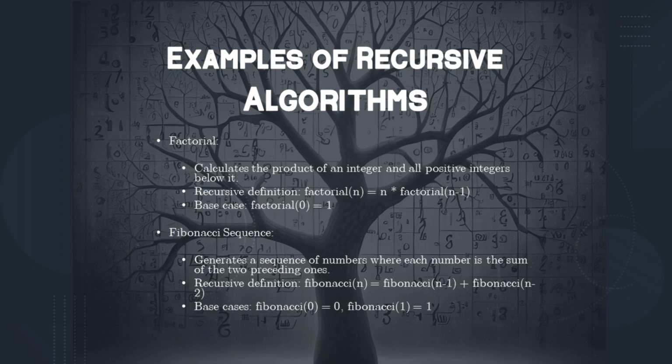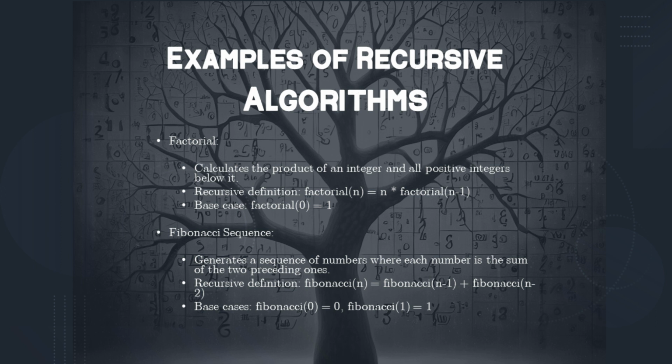Examples of recursive algorithms. Let's explore a couple of examples to understand how recursion works. The first example is the factorial function, which calculates the product of an integer and all positive integers below it. The recursive definition of the factorial function is factorial(n) equals n times factorial(n-1). The base case is when n equals 0, where the factorial is defined as 1.